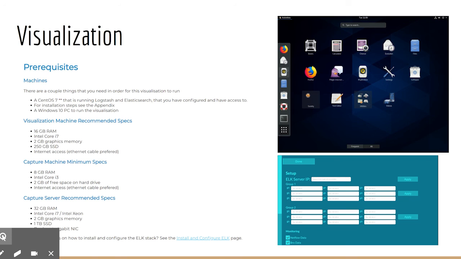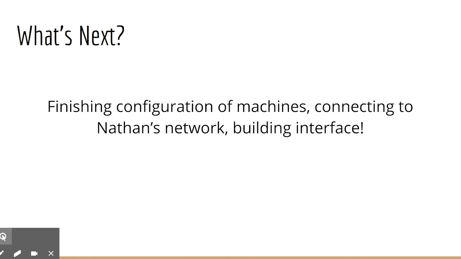On the upper right, you can see the CentOS, and on the bottom right is a screenshot from the visualization tool Ergo Witness. So what is next? The first thing I really need to do is finish the configuration of both machines and get that set up to work with the ELK stack. From there, I need to connect to Nathan's network so that I'm viewing our data, and to confirm that the queries are returning the data that they're supposed to.